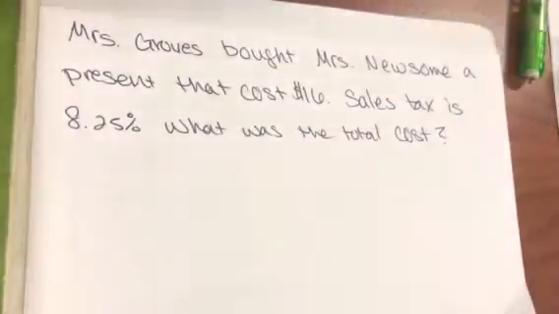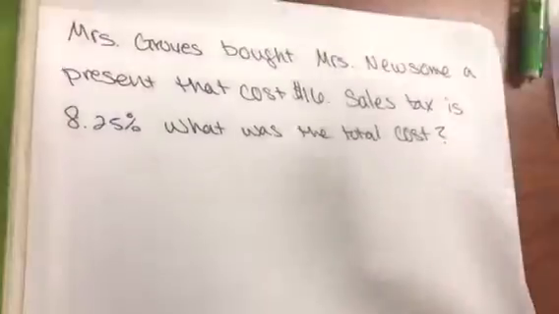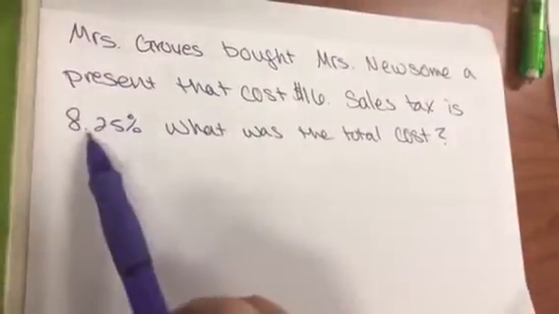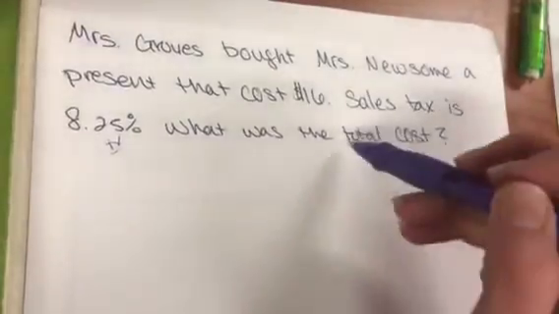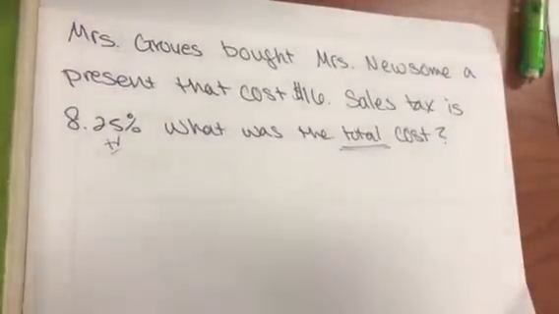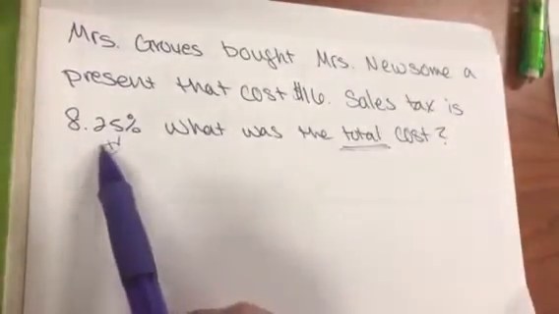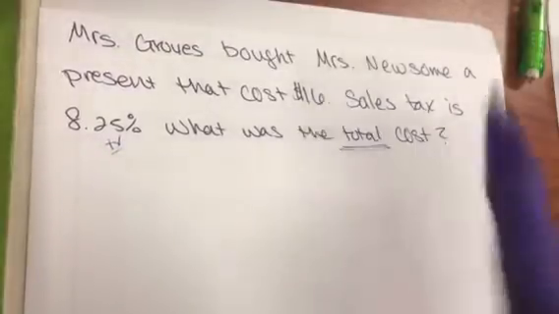Okay, Miss Groves bought Miss Newsome a present that cost $16. Sales tax, though, is 8.25%. This is Texas. What was the total cost? That's very important to me because I know that I'm going to have to find 8.25% of this, but we'll talk about it in a minute.